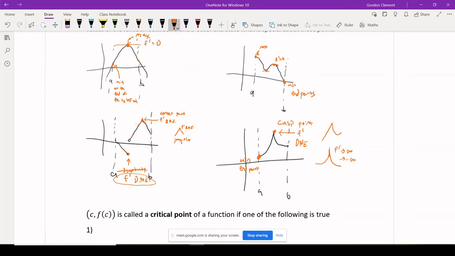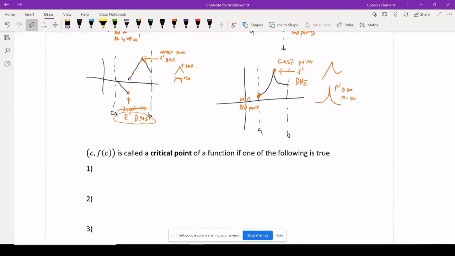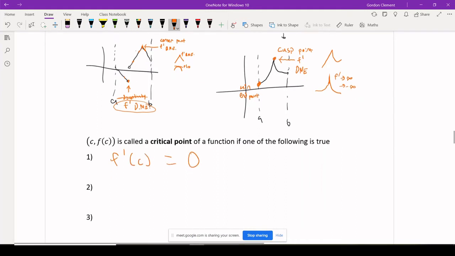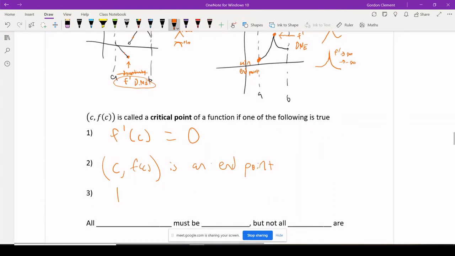Okay, so what we're going to do is define all of these points as critical points. So a point on the graph is called a critical point of the function if the following is true: if f prime, the derivative at that point, is 0, if that point is an endpoint, or if the derivative does not exist at that point.